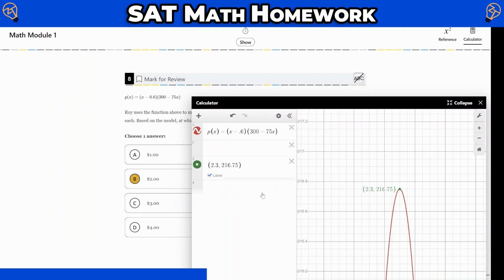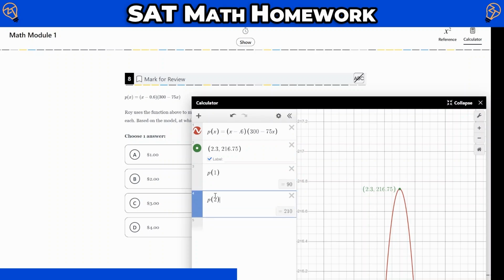and we could move on. However, to show you some other ways you could do this, because I have this in function notation, I could just say, okay, let's go ahead and plug in 1. So I'll do P of 1, and it shows, okay, the output's 90. All right, let me press enter. I'll do P of 2, shows me it's 210. Okay, 210 is bigger than 90, so this 2 input is producing a larger output. So far 2 is looking good.